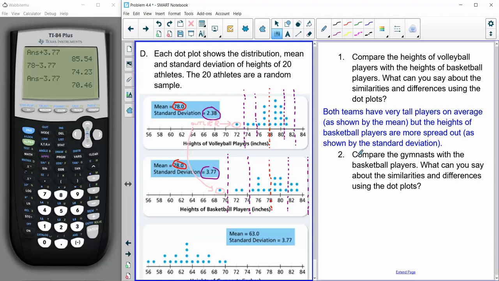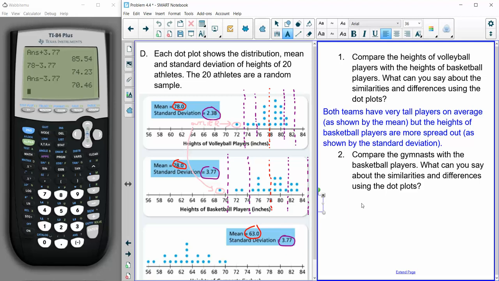Okay. Next, compare the gymnasts with the basketball players. What can you say about the similarities and differences? Well, notice that they have a similar standard deviation to the basketball players, but a much smaller mean. So let's put that into words here. Let's say both teams have data that is more spread out than the volleyball players.